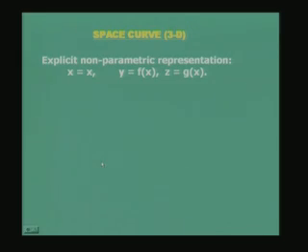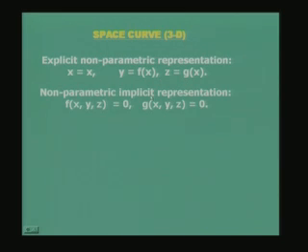Okay. We move on to second degree space curves in 3D, which can be represented by explicit non-parametric representation as this, where x is equal to x, y is equal to f of x and z equal to g of x. It could be any functional form f and g, second degree or third degree or even linear forms. You can almost visualize that this will represent a line or a plane if it is a linear form of f and g.